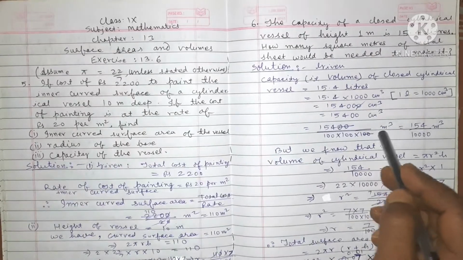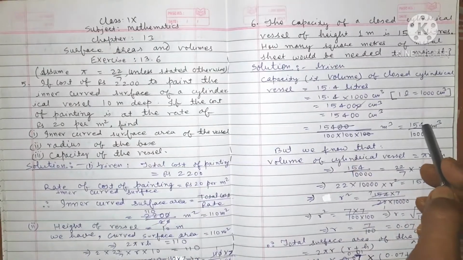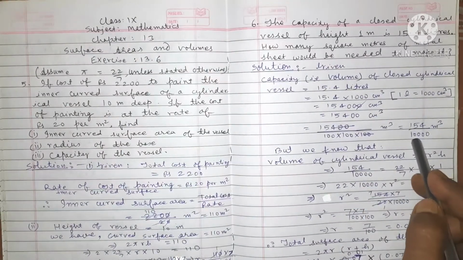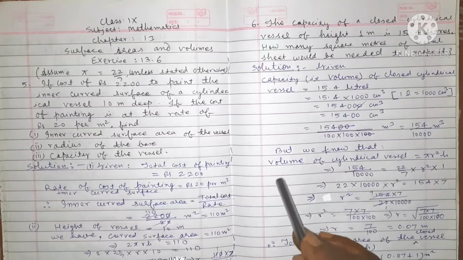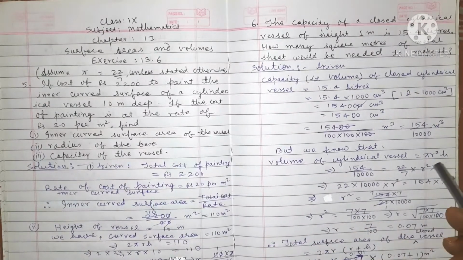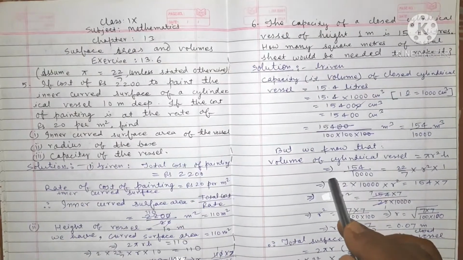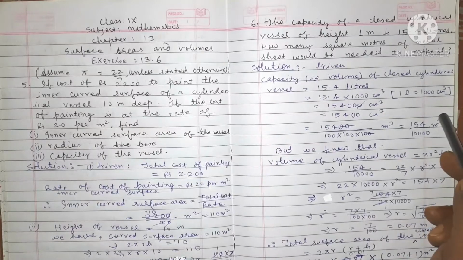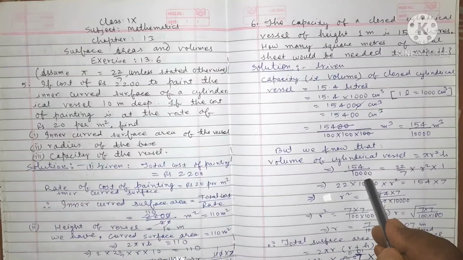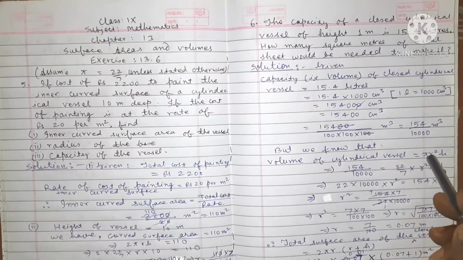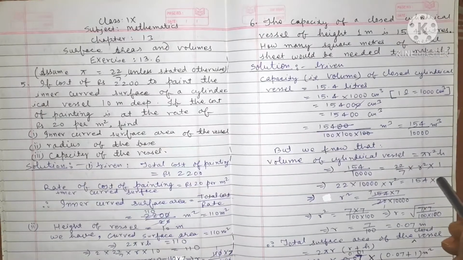We cancel 20 and 20. We get 154 divided by 10,000 meter cube. But we know that volume of cylindrical vessel equals pi r square h. This implies that volume, which is already calculated as 154 divided by 10,000, equals pi, which is 22 by 7, into r square, we write same, into h, which is given as 1 meter.